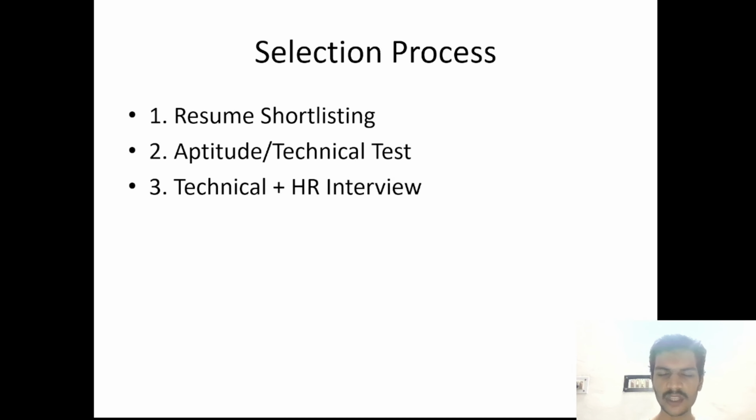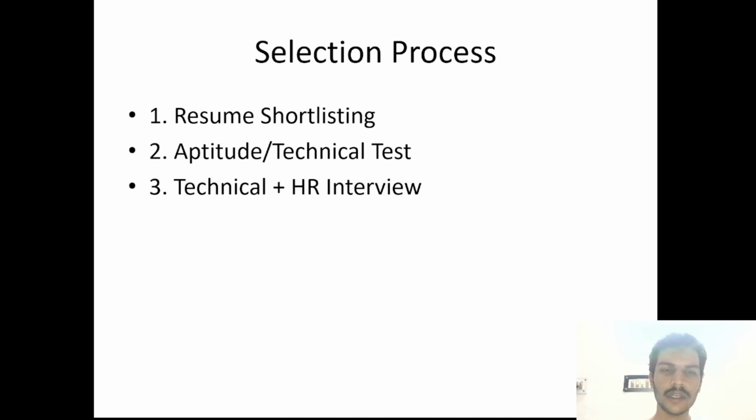Basically, the selection process is first a resume shortlisting, and you have to enter the details and fill the form through Unstop. So the entire process happens on the Unstop platform. They have a CGPA criteria of I think 6.5 CGPA, and whoever clears it and fulfills some basic criteria usually goes to the aptitude and technical test round.